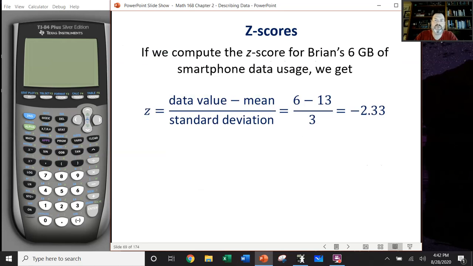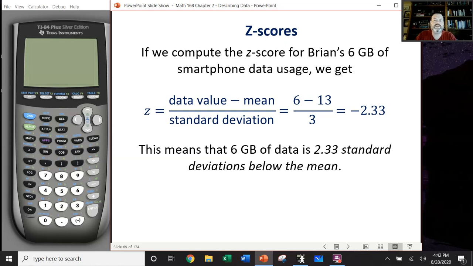So this is what happens if we compute the z-score for Brian's 6 gigabytes of smartphone data usage. His data value was 6. Right, 6 gigabytes minus his mean over the last year or so, which was 13, divided by a standard deviation of 3. You get negative 2.33. So this means 6 gigabytes of data is 2.33 standard deviations below the mean. Just think about what that's saying: this 6 gigabytes is very far to the left of that bell-shaped curve. Does that make it unusual?